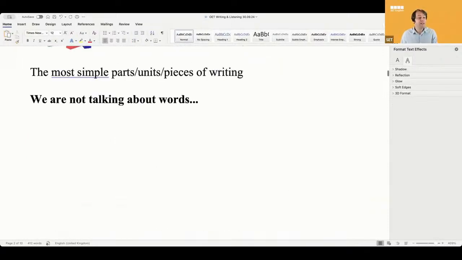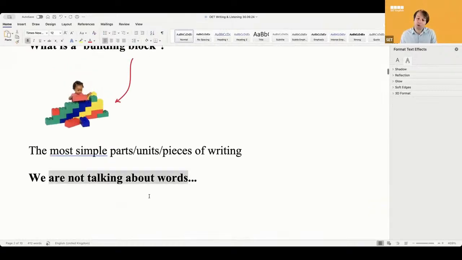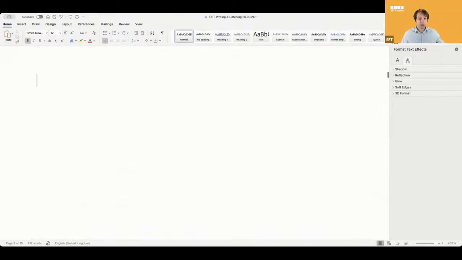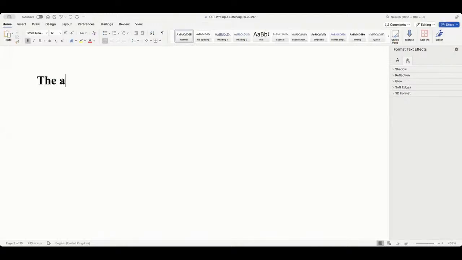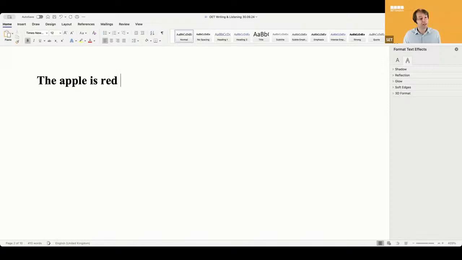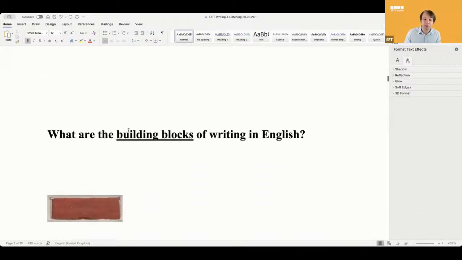Words. Now, I already said we are not talking about words, okay? Chizanga, if I say to you, apple, does that really have any meaning? No. You don't really know what I mean, right? I need to say something like, the apple is red, Chizanga, right? The apple is red. Something like that. Now it has a meaning. Now it's a building block.